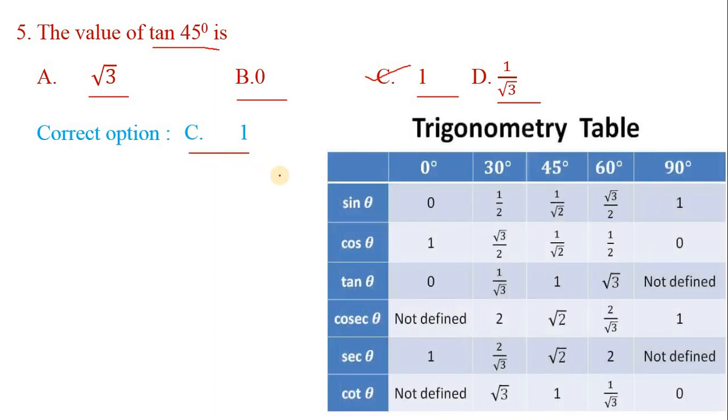To write this, children, you have to learn this trigonometric table. Your teacher may have taught simple methods to prepare these trigonometric specific angle values. This is the table, you have to keep it in mind. Here we want the answer for tan 45 degree. In this table, the tan ratio is here and 45 degree is here. We match these two and get 1. Hence the correct option will be 1.